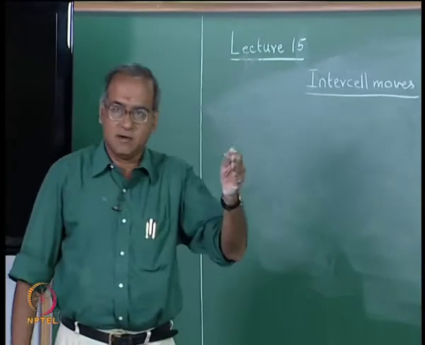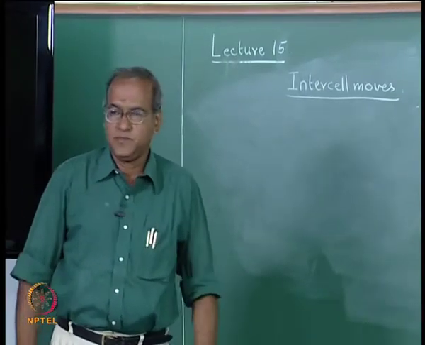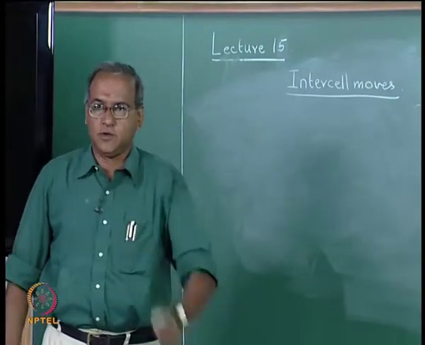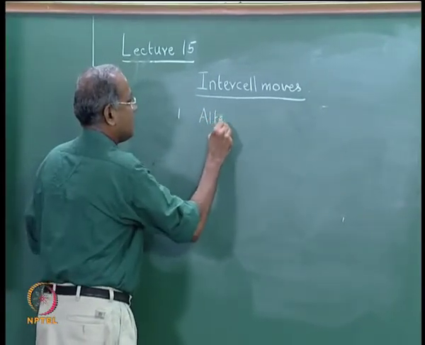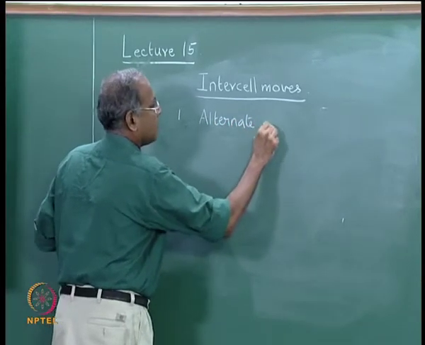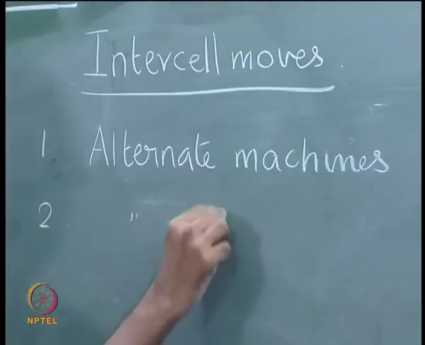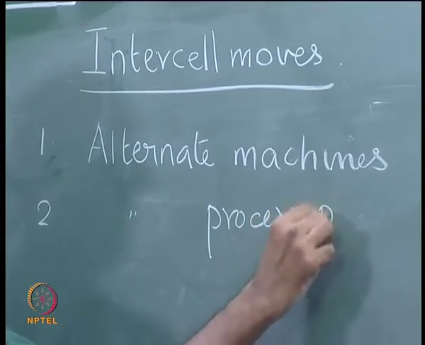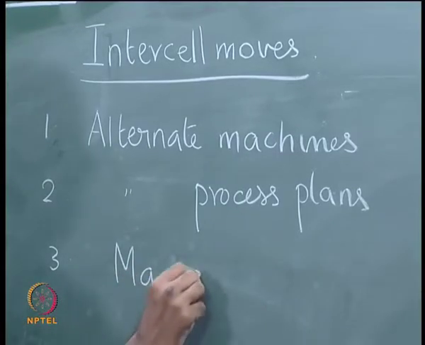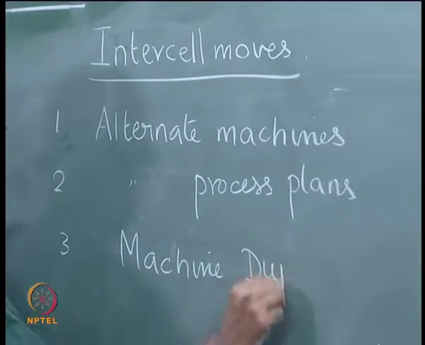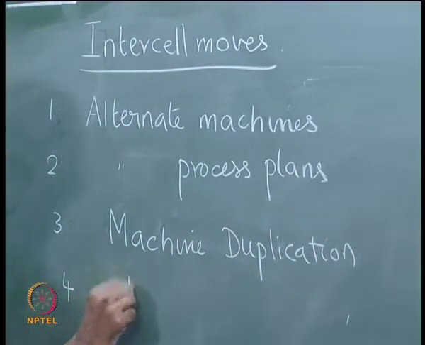Now, in a previous lecture I had indicated that there are some ways by which we can try and minimize the intercell moves, and we looked at 4 different ways of doing it. One is to look at alternate machines. Two, to look at alternate process plans. 3, machine duplication. And 4, part subcontracting.